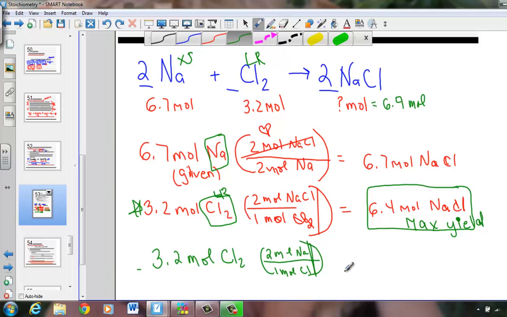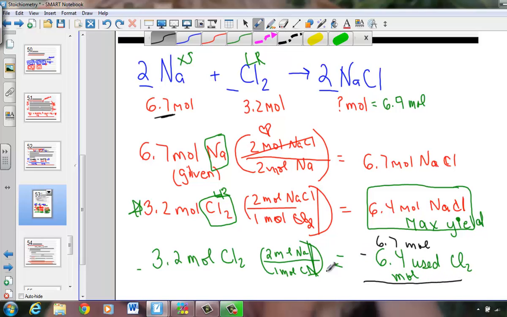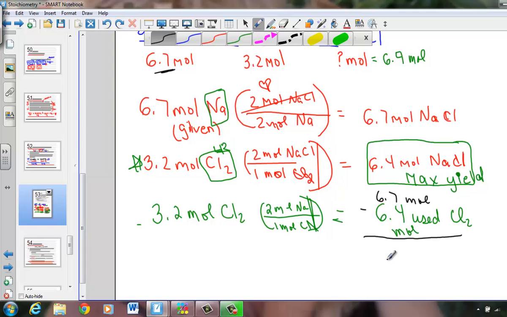So 2 over 1 times 3.2 we solved for a moment ago. We see that was 6.4. This is the number that was used up of chlorine. That's in a mole unit. Let me be clear with my unit. 6.4 moles of the chlorine was consumed. Well, how much did we start with? We actually started with 6.7. And so if we began with 6.7, used 6.4, that left us a remainder of 0.3 moles excess reagent wasted, unused, sitting in the bottom.